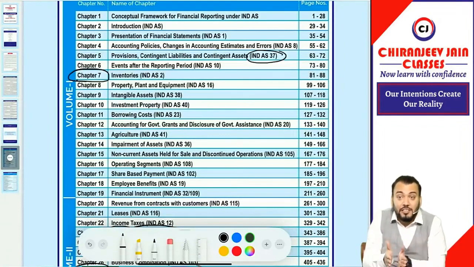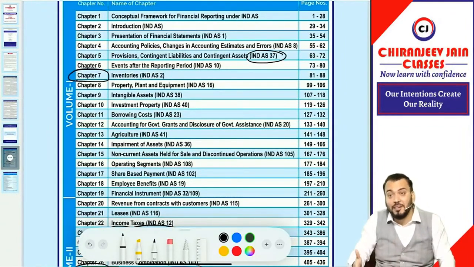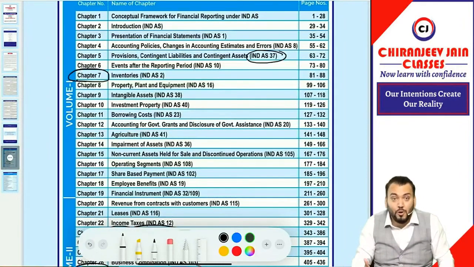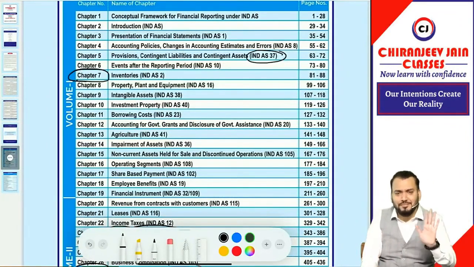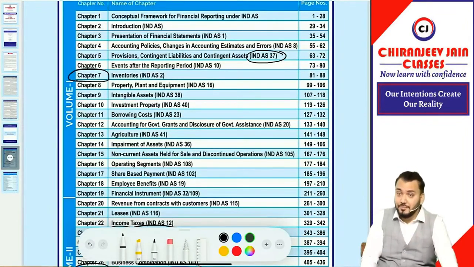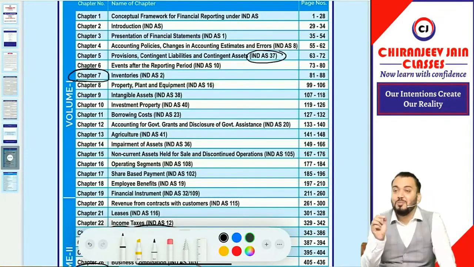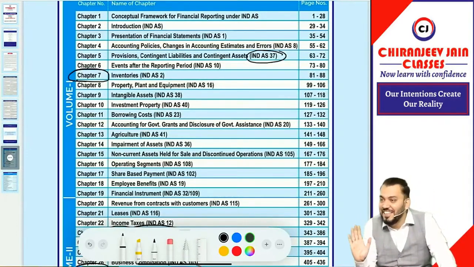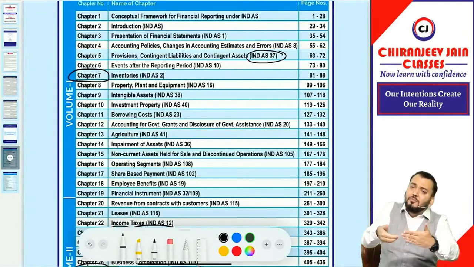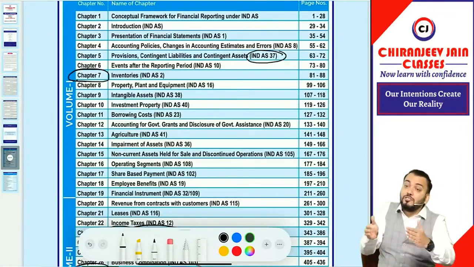I said I need to complete in 150 hours. So 100% I will increase my speed. You need to cope up with me. Correct? But don't worry. Nothing to worry. I am with you. Provisions, contingent liabilities and contingent assets are not new terms for you, you know. So initially I will start with those standards with which you are familiar.